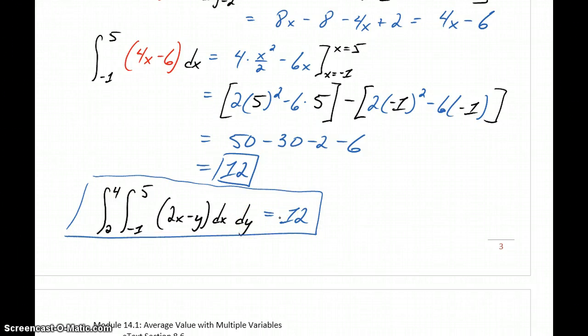The problem is going to be relatively similar, again, except that we're just switching the order of the variables that we integrate with respect to.